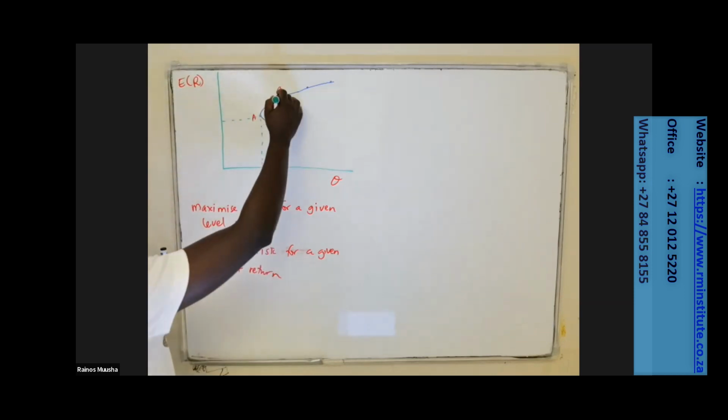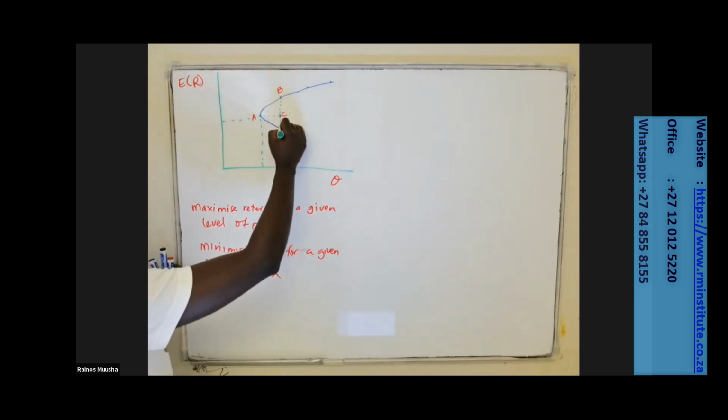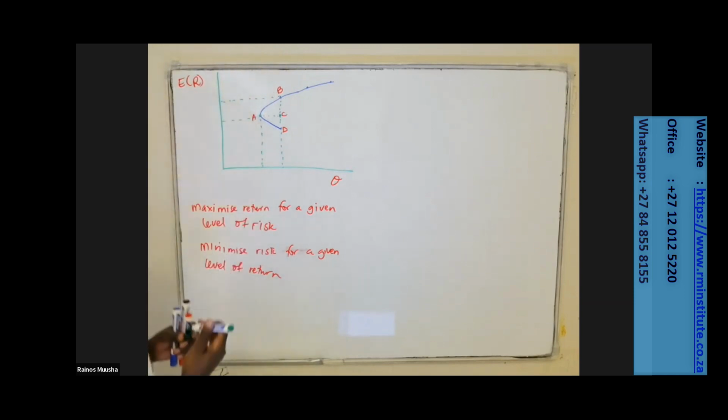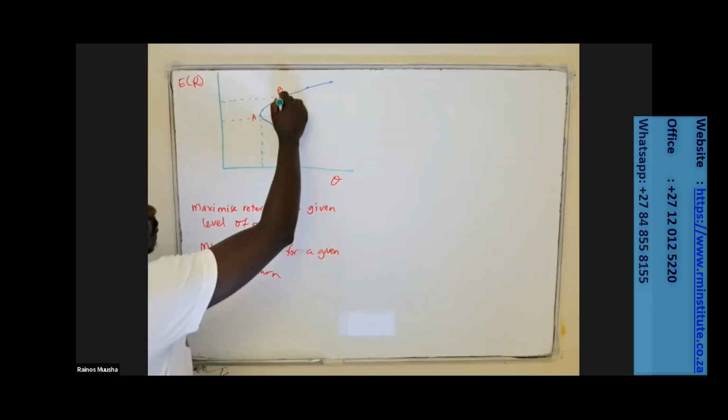Now, if you're comparing points B, C, and D, where would you rather invest? In B, right? So you'd rather invest in B.